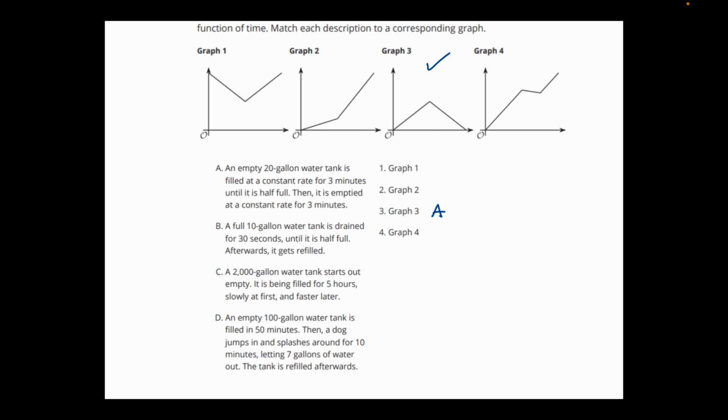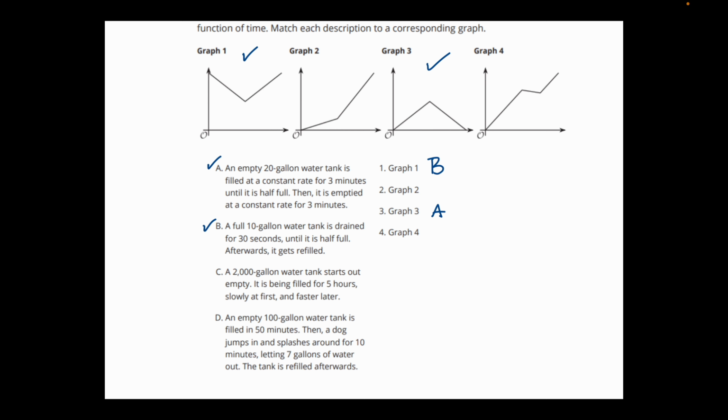Okay, so now let's look at B. A full 10-gallon water tank is drained for 30 seconds until it is half full, and afterwards it gets refilled. Well, since we're starting full, this has got to be graph 1, but we're still going to check that it works for this whole description. We're starting with water in it. We are then decreasing for 3 minutes until it's halfway full. This looks like halfway to me. And then it is refilled all the way back to full. So yes, this would be for graph 1. So graph 1 is going to be B. We did A, and we did B.